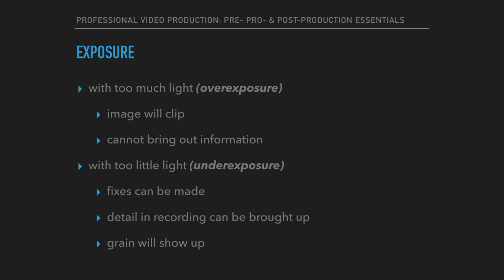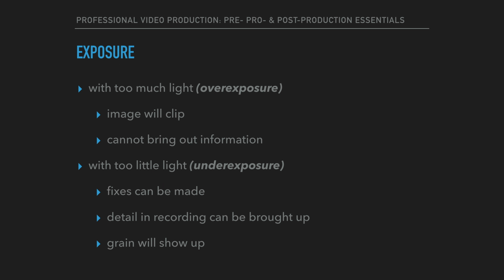Overexposure is a big problem because if you film with too much light, or if it is too bright out and you don't reduce the intensity with the aperture, then the image will clip. If you then try to fix the problem later in post-production, you will find that you cannot bring out any information from clipped areas of the frame.